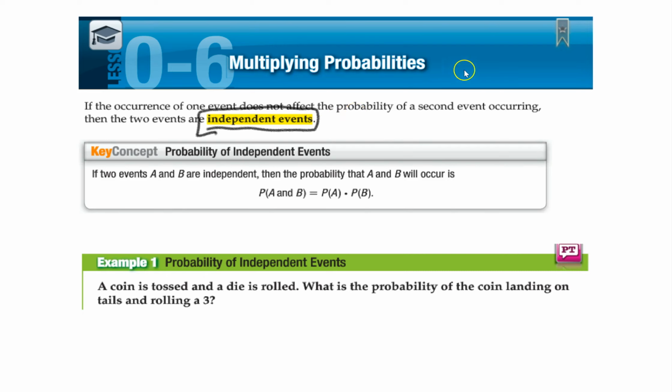A good example is if we roll a die. You could roll a die once and you get a number 1 through 6. If you roll it again, the fact that I got a 2 the first time has no effect on what I'm going to get the second time. If I roll it again, I might get a 2, I might get a 3, who knows? They have no effect on each other.